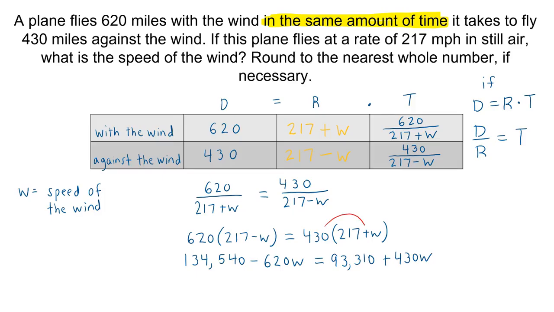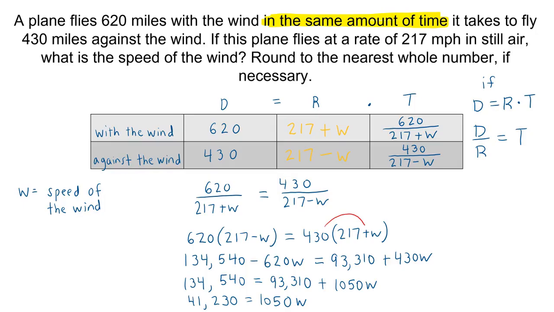Now let's begin solving by combining like terms. Let's add 620w to both sides of this equation. On the left, that'll give us 134,540. And that's equal to, on the right, 93,310 plus 1,050w. Now let's subtract 93,310 from both sides to isolate 1,050w. Subtracting 93,310 from both sides of the equation gives us 41,230 on the left side and 1,050w on the right.